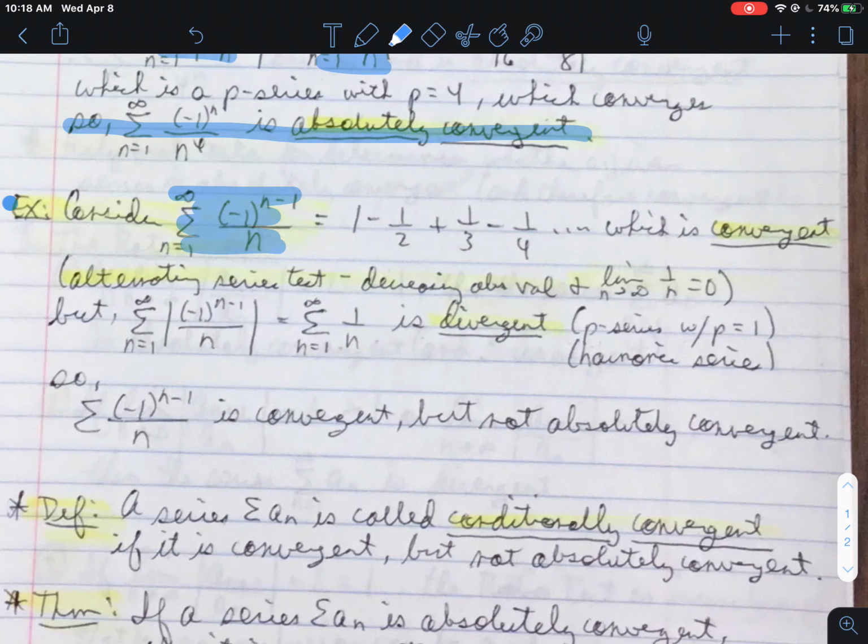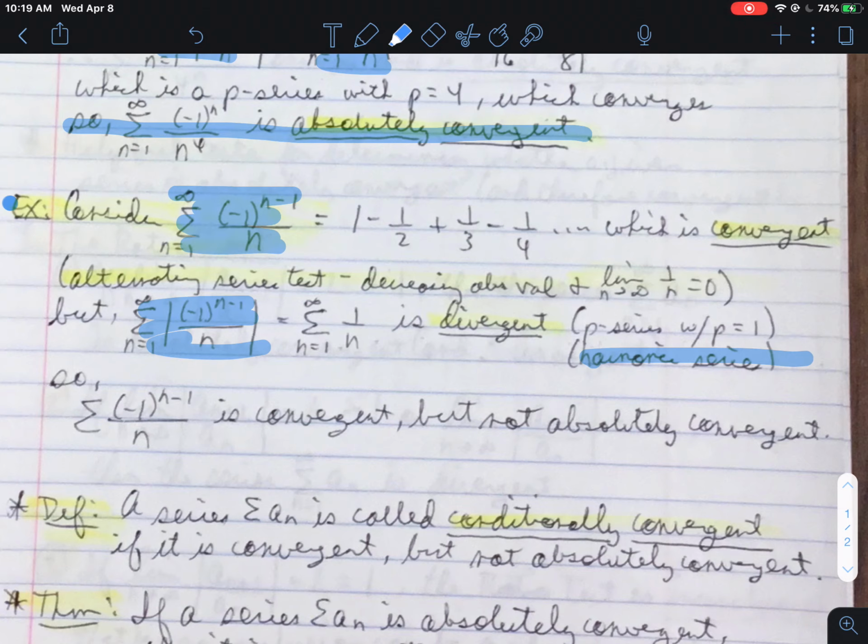But if you look at the sum of the absolute value of that series, so the absolute value of negative 1 to the n minus 1 over n, that's going to give us the sum as n goes from 1 to infinity of 1 over n. And I can drop the negative 1 because of the absolute value. But we know that that series is divergent. That's our harmonic series, and that's our p series with p equal 1. We said that was a kind of special series. It's our harmonic series, but we know that's a divergent series.